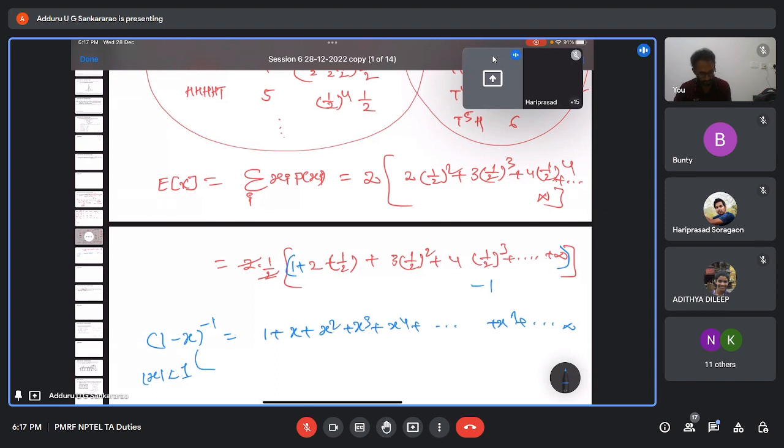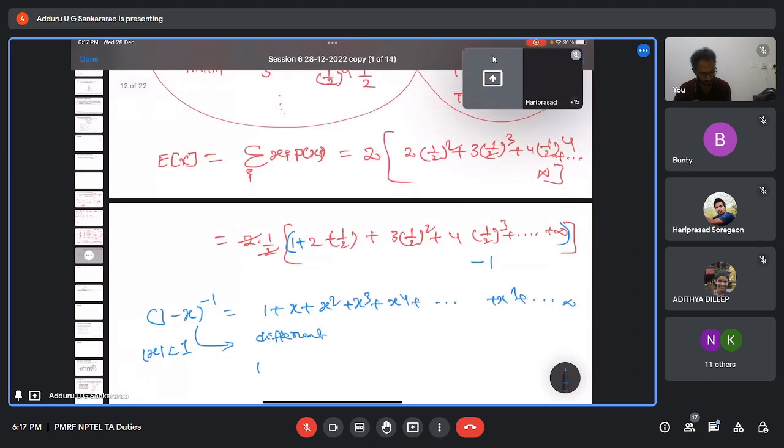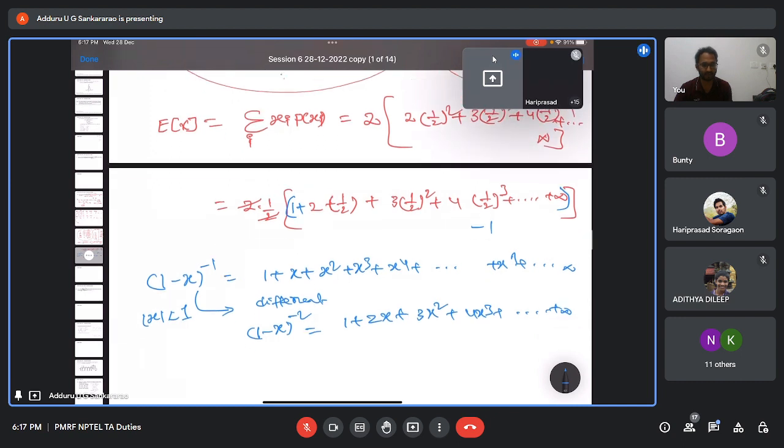Similarly, if you differentiate both the sides for this expansion, what you will get is something like this, right? 1 minus x power minus 2 equal to 1 plus 2x plus 3x square plus 4x cube plus so on up to infinity. This is the infinite series expansion, right? Now if you observe our expansion, it is the same as that, right?